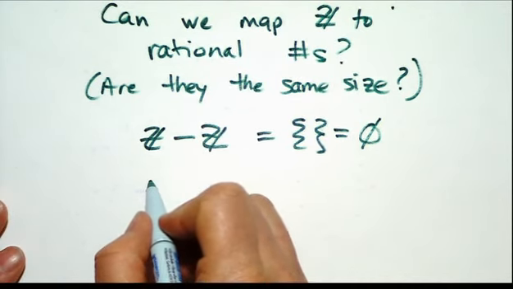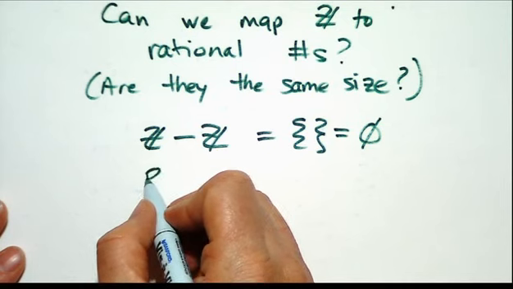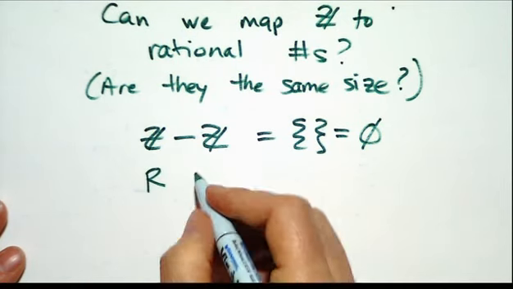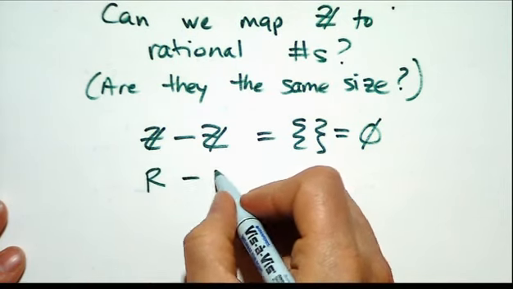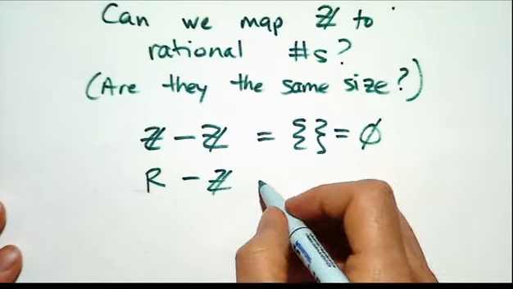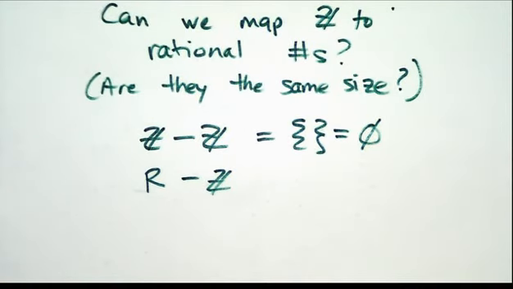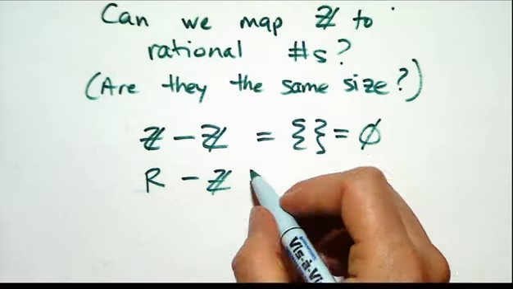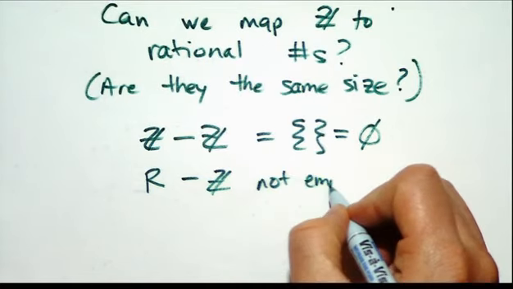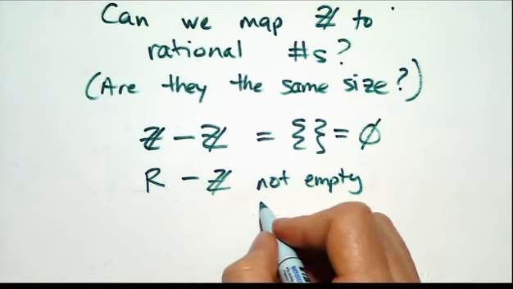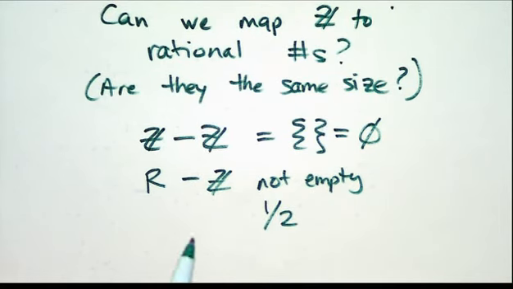But if we do the rationals, I'm just going to use an R, even though we usually use it for real numbers. I'm not going to put the double bar on it. But R minus Z is what? It's not the empty set, right? For example, all I have to do is say a half is in there, right? Okay. Any other arguments? Yes?